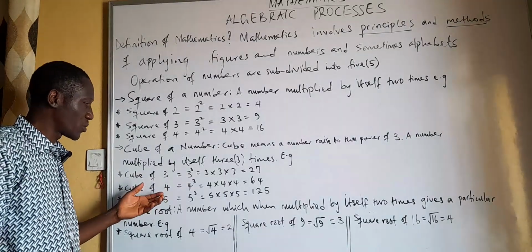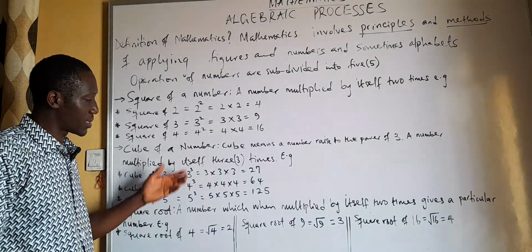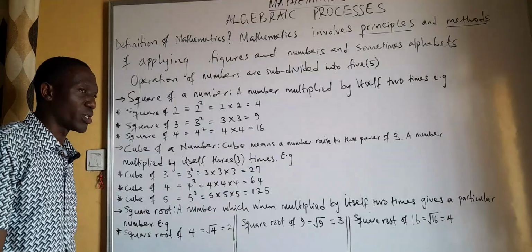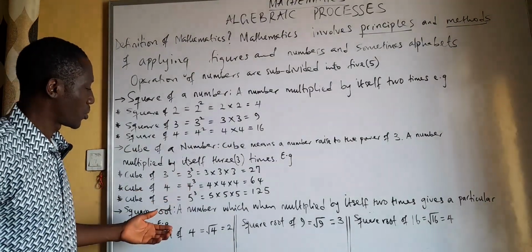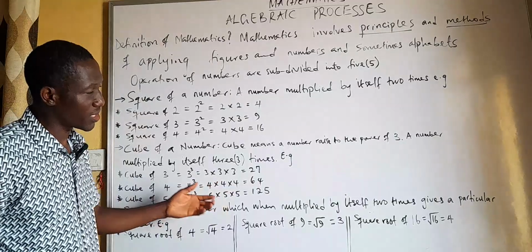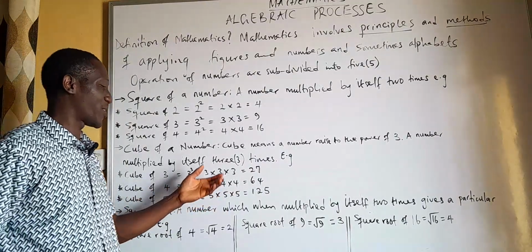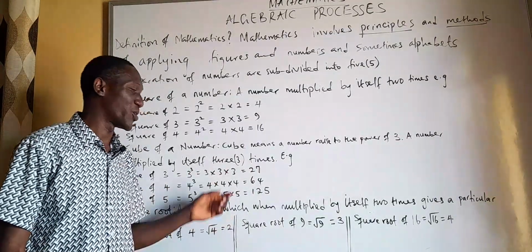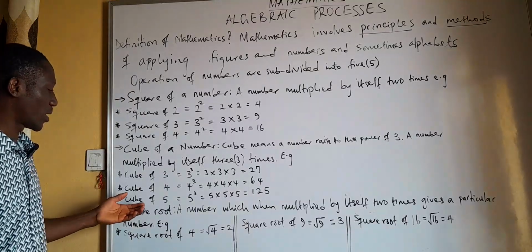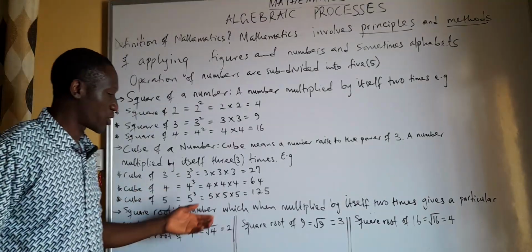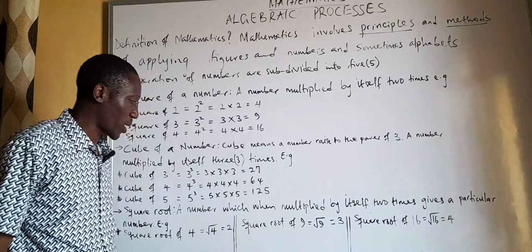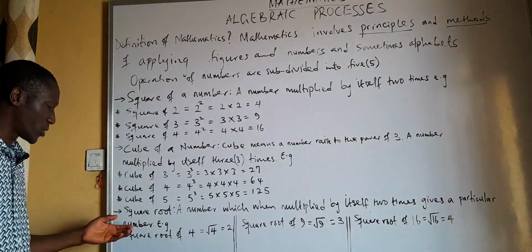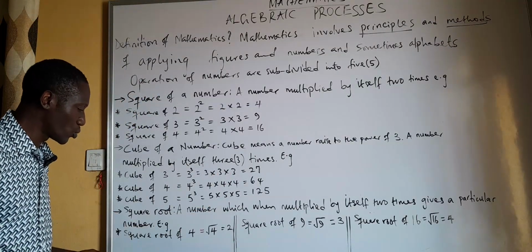And an example is also here. We have 3 cube, and that is 3 by 3 by 3, and that will give us 27. Then we also have 4 cube. That is 4 by 4 by 4. When I say by, I mean multiply. 4 multiplied by 4 multiplied by 4 will give us 64. Then we have cube of 5. That is 5 multiplied by 5 multiplied by 5, 3 times. And that is 125.